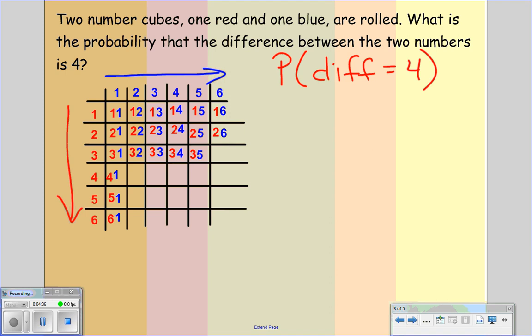So we could have a red 1 and a blue 1 when we roll them. We could have a red 1 and a blue 2. We could have a red 1 and a blue 3. Basically this is all the combinations. Over here we could also have a 3 and a 6.